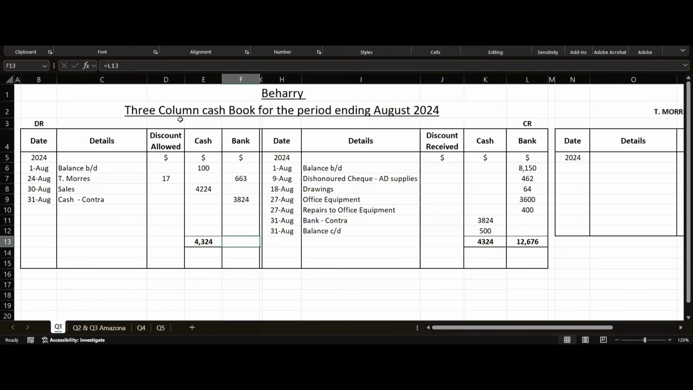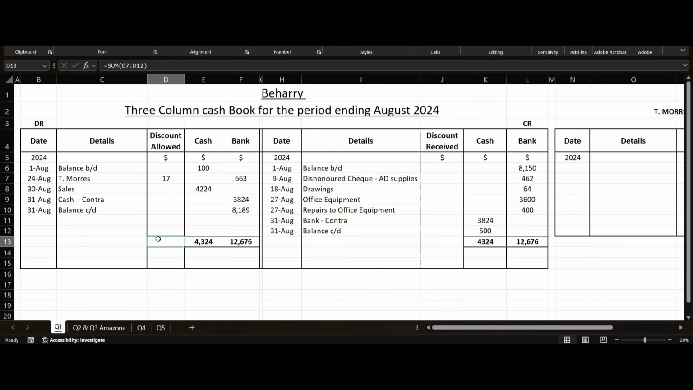Great. Debit side has to be $12,676 as well. But the missing value to bring it up to $12,676 is going to be a total of $81.89. This represents our balance carried down figure for our bank account. The question did ask us to close it off, balance it off, and also bring down those balances. So we're going to get that done.